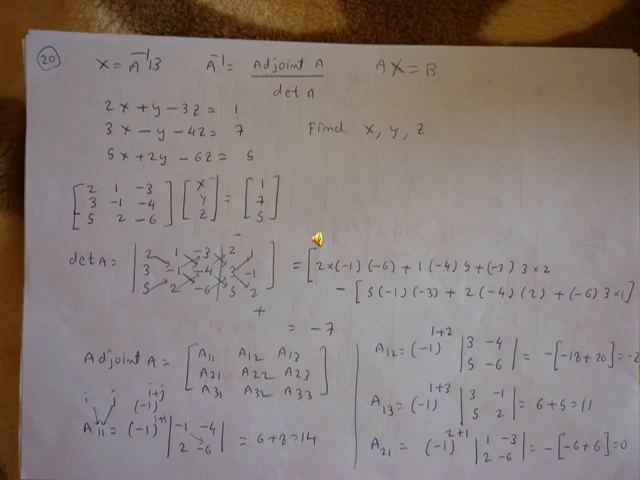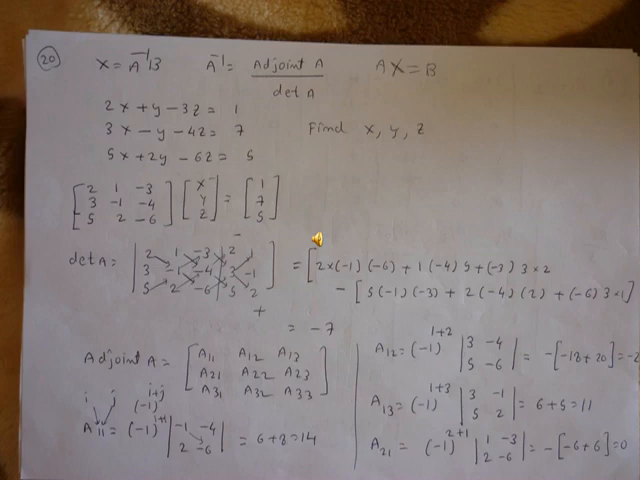So then we have a first example. 2x plus y minus 3z equal to 1. 3x minus y minus 4z equal to 7. And 5x plus 2y minus 6z equal to 5. So this equation is given. So we have to find out the x and y and the z.